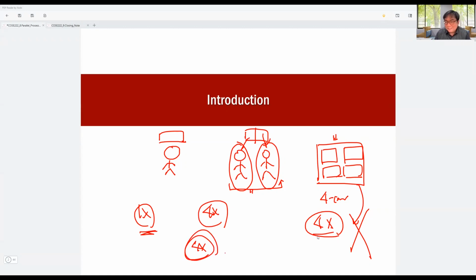Because there is overhead. Four workers are working on this single task, so there are many overhead factors. If there are many members in your group, the most significant overhead is communication issues, okay?